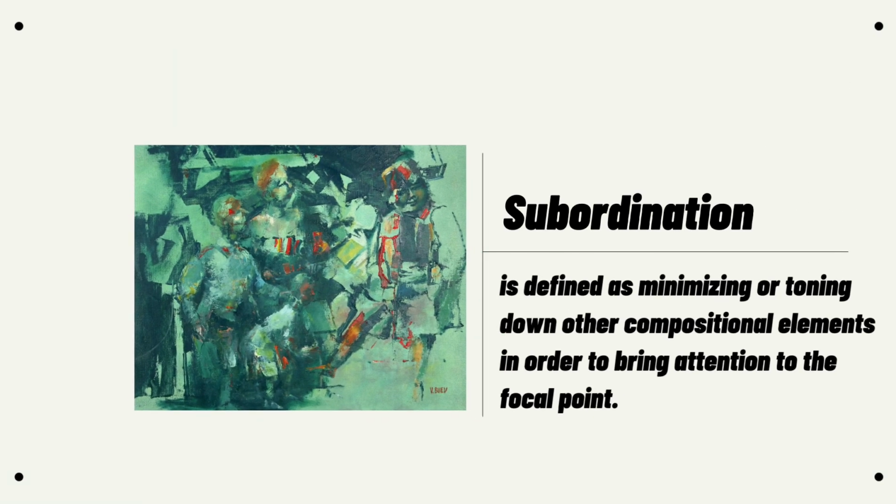Subordination is defined as minimizing or toning down other compositional elements in order to bring attention to the focal point. Focal point refers to an area in the composition that has the most significance, an area that the artist wants to draw attention to as the most important aspect.